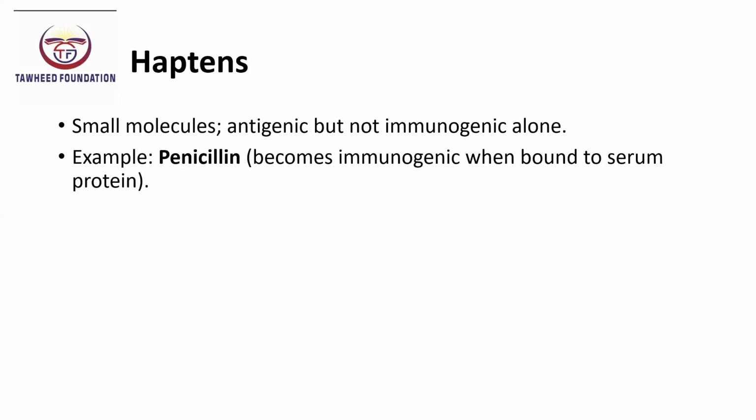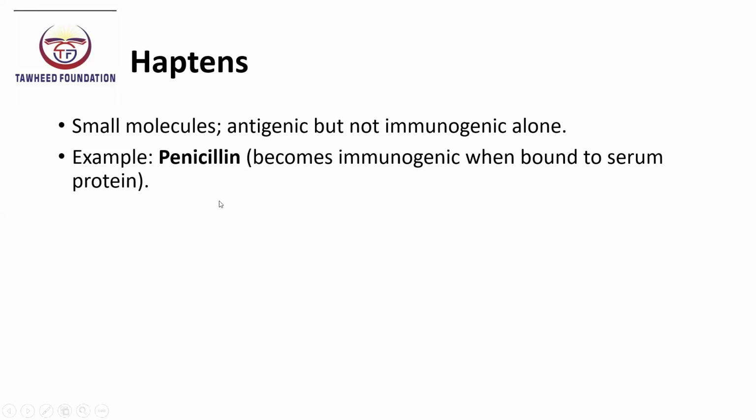Now, haptens. Haptens are partial antigens. Haptens are small molecules of low molecular weight that are antigenic but not immunogenic on their own. This means that they can react with antibodies but cannot independently stimulate the production of antibodies. For a hapten to become immunogenic, it must be attached to a larger carrier protein. Once bound, the combined molecule behaves as a complete antigen that can trigger an immune response.